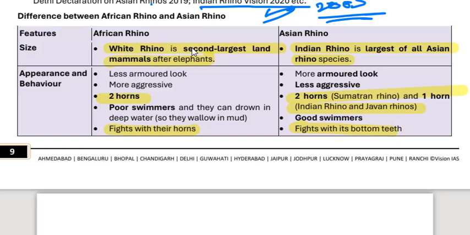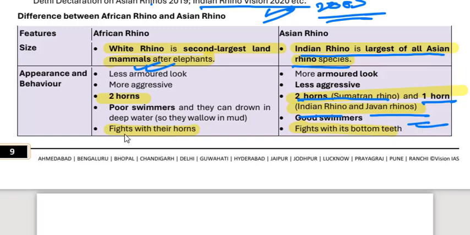White rhino is the second largest land mammal after the elephant. This is an important point. You should remember, after the elephant, which is the largest one, is the white rhino. Indian rhino is the largest of all Asian rhino species. Appearance and behavior, it is given. The horn of the rhino is always important. So you should know 2 horns are found in the Sumatran rhino, but 1 horn is found in the Indian rhino as well as the Javan rhino. So 1 horn is found in the Indian rhino and Javan rhino. This is an important point you should know.